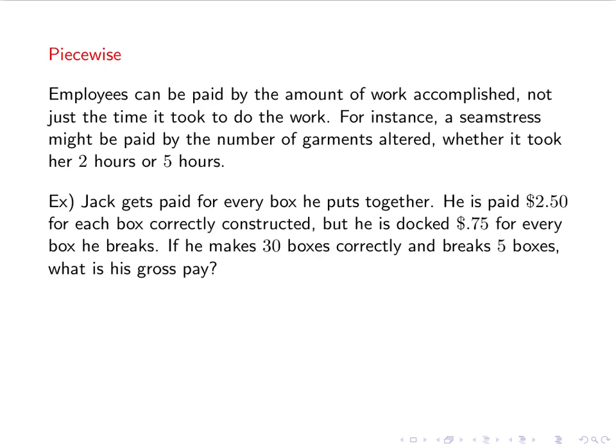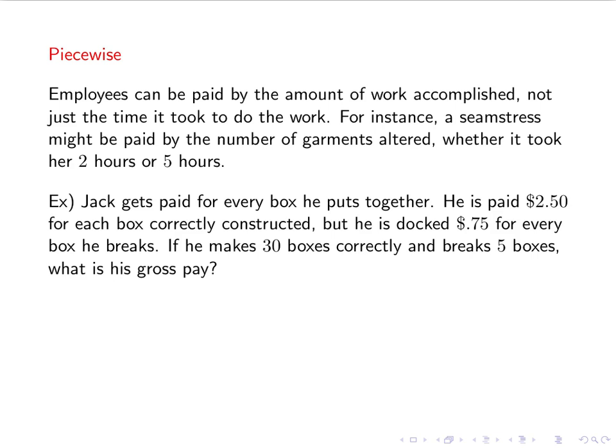So Jack gets paid for every box he puts together. He gets paid $2.50 for each box correctly constructed, but he's docked 75 cents for every box he breaks. What that means is if he makes a box but he breaks it, he does not get the $2.50 and he owes 75 cents. So if he only made one box but he broke it, he owes his employer 75 cents. He's not getting the $2.50 and then minusing 75 cents. If he makes 30 boxes correctly and breaks 5 boxes, what is his gross pay?